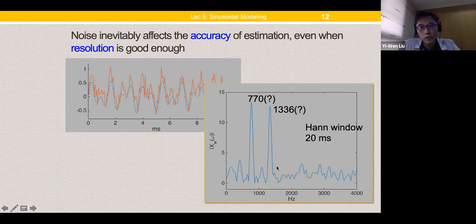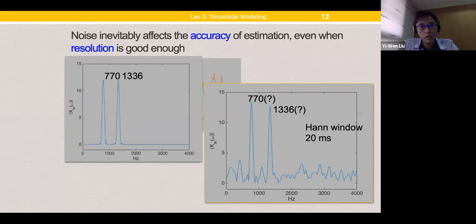I mean, it is something that we need to be serious about, okay? And so here I put a question mark, because also because of the noise, the peaks are generally going to drift away from the right answer. It might be 760, for example. There might be estimation error because of the noise.